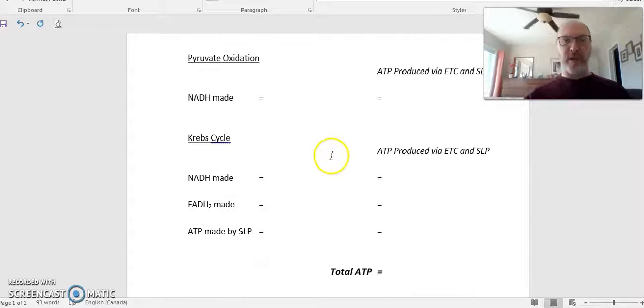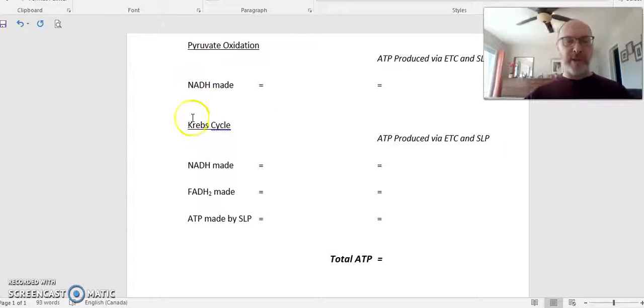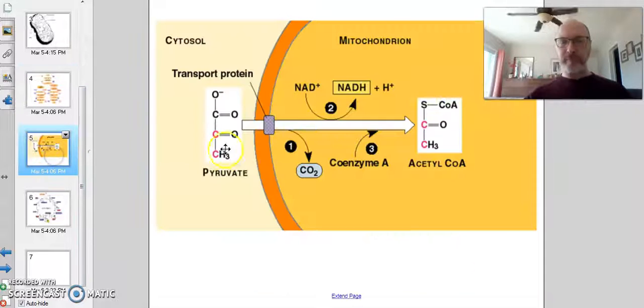So let's jump to pyruvate oxidation. How many NADHs do you make there? So when we look at pyruvate oxidation, you'll notice that pyruvate will go through 3 steps to make acetyl coenzyme A. One of the products of that is NADH. So 1 pyruvate will go through these steps and make 1 NADH.